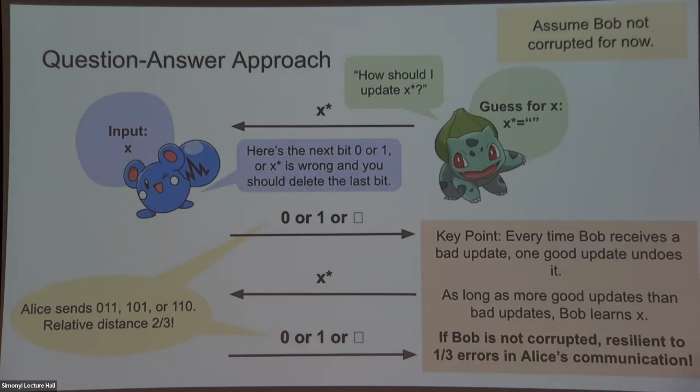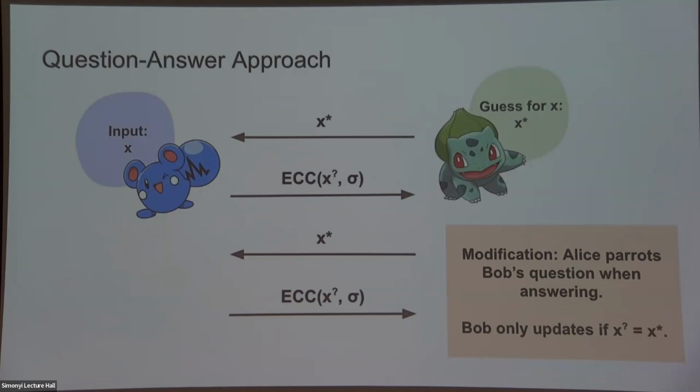So the assumption we made here was that Bob is not corrupted. Unfortunately, we have a two-way protocol, and Bob is allowed to be corrupted. So what do we do for that? We won't be able to fully fix this until later in this talk. But one modification I want to make first is that Alice is going to parrot Bob's question before she answers. If she receives a question from Bob, it might be corrupted. She's going to respond with both the question she heard, which you can denote X question mark, and also sigma, which is 0, 1, or backspace.